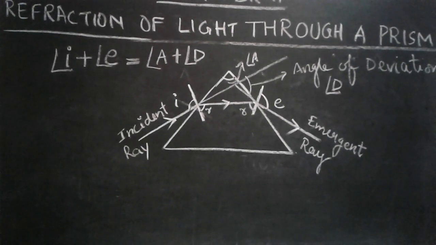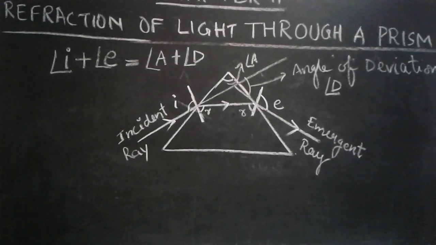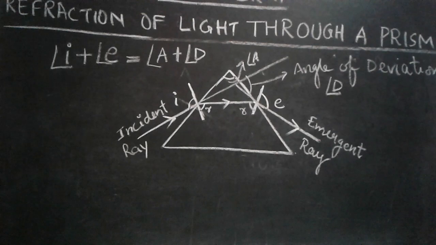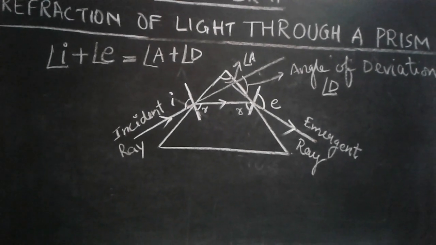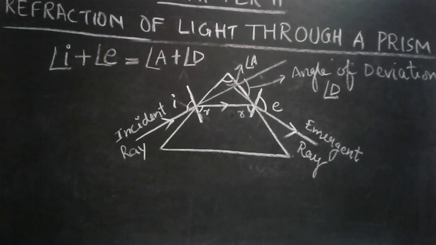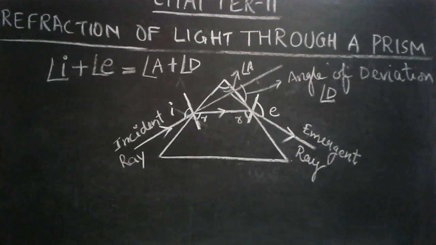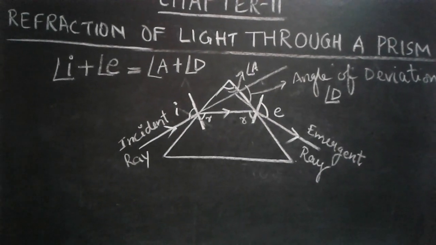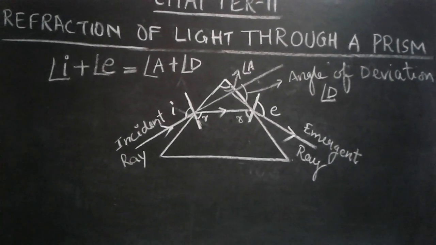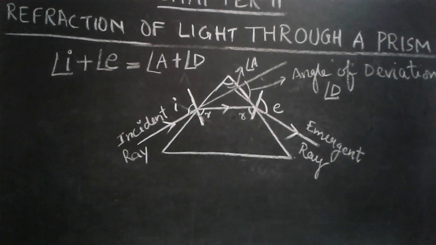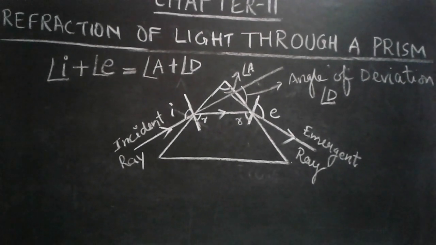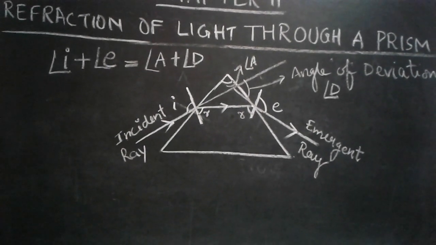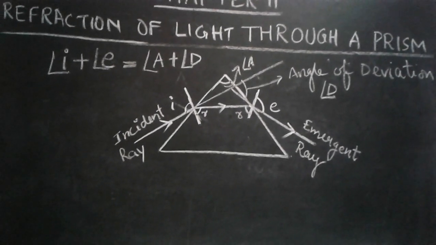So I hope that this refraction of light through a prism is clear, and this diagram you are going to draw in your copy, children. You are also going to label the diagram as it is given in your NCERT book, and then you are going to write this relation: angle I plus angle E is equal to angle A plus angle D. Because this topic is there in your practical also. So when you do the practical, this relation will be needed in order to prove that the practical done by you and the values obtained are correct or not. That will be verified only when LHS is equal to RHS.